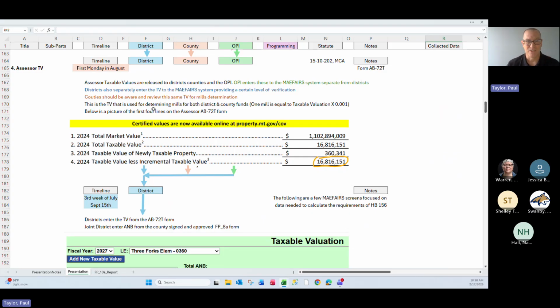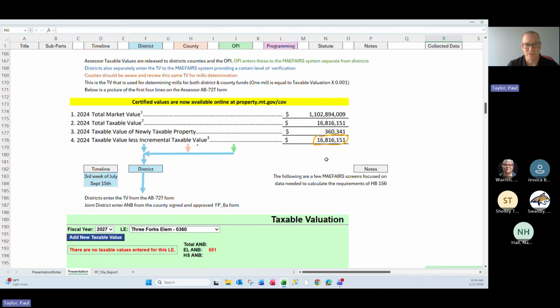Let's see, is used for determining county. Yep. So, and if you're still uncertain, taxable value, and 1 mil is equal to 1/1000th of the taxable value of the county. And also when we have district funds, it's of the district. This picture is just the top 4 lines of that AB 72 form that's received by the district, the county, and the OPI. This is the number we want to have entered.